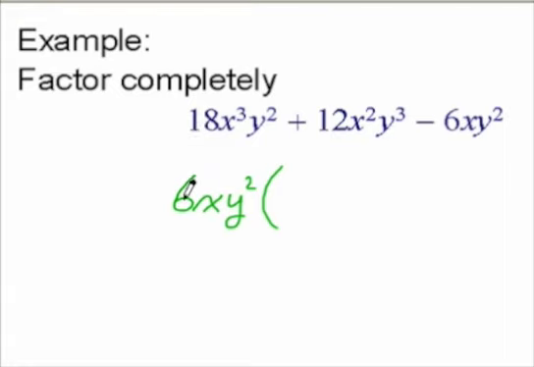So here we have 18 divided by 6, that'll be 3. We have x cubed divided by x, that'll leave us with x squared. y squared divided by y squared is 1, and 1 times 3x squared is just plain old 3x squared.